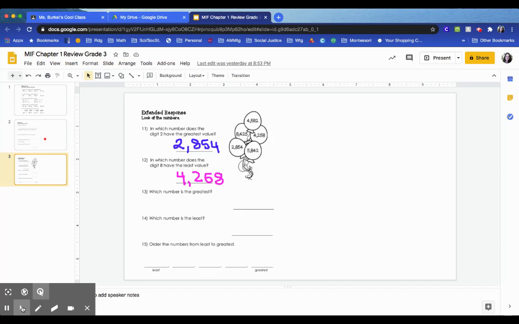So right now, I think you should have written for number 14 a number you've already used before. And then number 15, order the numbers from the least to greatest. So in this spot, since you've already found the least number, this one, you're going to put it again here. And your greatest number you found for number 13, that'll go here. And then you just have to order the other 3.